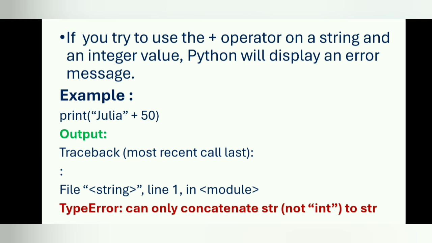The error message "can only concatenate str, not int, to str" means that Python thought you were trying to concatenate an integer to the string Julia. In this case, we will have to explicitly convert the integer to a string because Python cannot do this automatically.